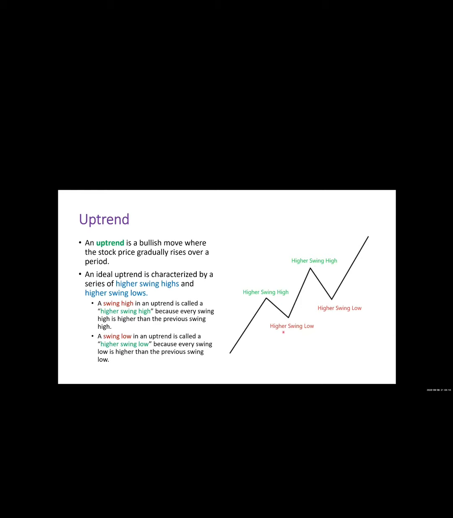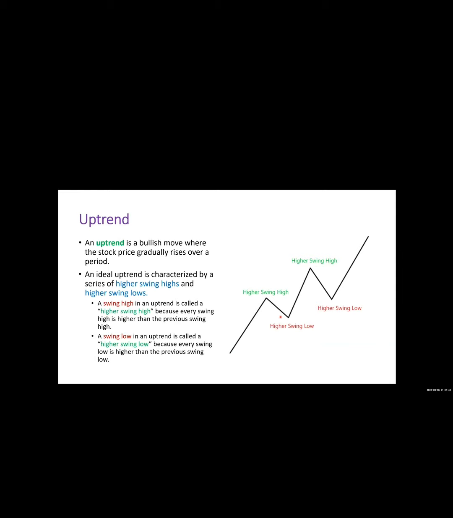So why are they named differently? The reason is a swing high in an uptrend is called a higher swing high because every swing high is higher than the previous swing high. Look at this. Here we have a swing high and another swing high here. The swing high that's formed here is higher than the previous swing high, and the next swing high that's formed here is higher than the previous one. As price continues to make new highs, the swing high that's formed is always higher than the previous swing high. When that happens, it's a solid uptrend.